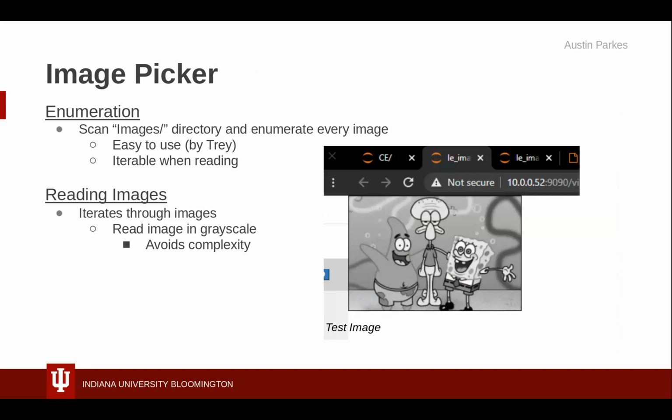So the image picker may not seem like much, but we had to set it up so that it was easy for Trey to use, because basically Trey needed to use this to do his portion, since it links them up. So we did enumeration. So I scan an images directory and just enumerate every image. So again, this is easy to use, but it also makes the images iterable when reading. And so when reading the images, we can just iterate through each one in a for loop. And then we read them in grayscale to avoid complexity. Since this is just kind of a proof of concept, we don't really need a 3-dimensional image. We can just do 2-dimensional. And what you see here is just a test image that we read in grayscale, which we use later on.